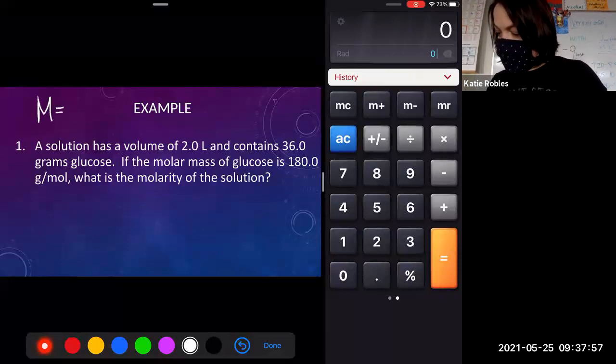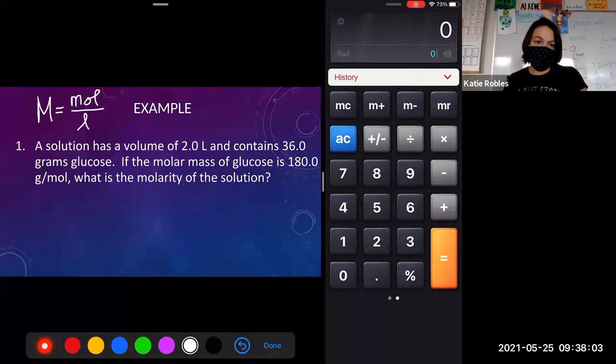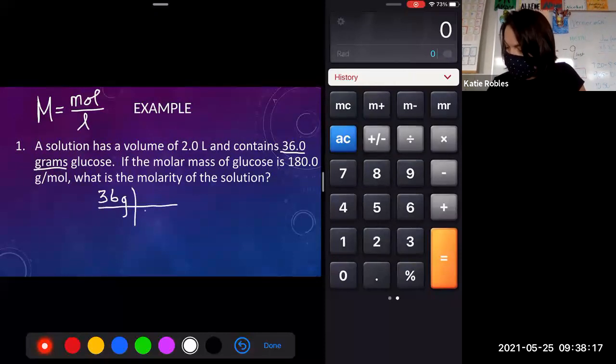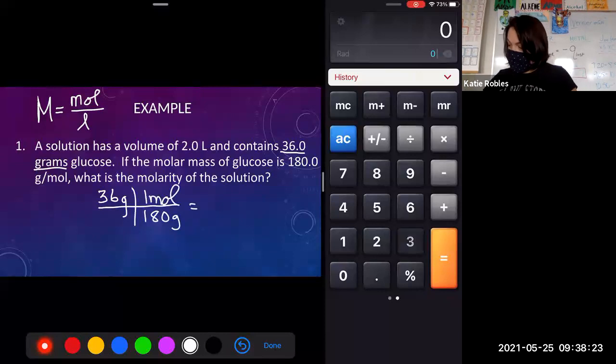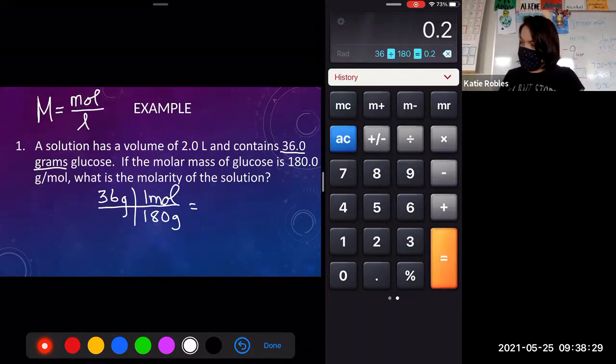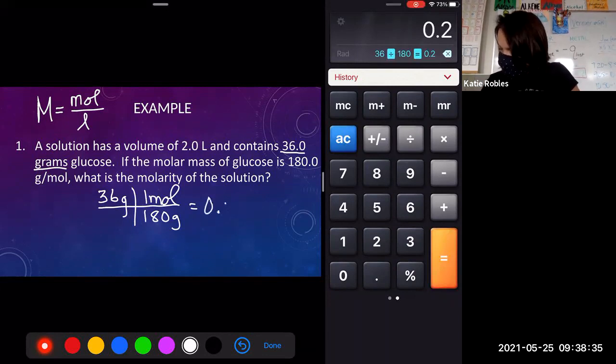You know that molarity equals moles of solute over liters of solution. I know here that I have grams, so step number 1 is that I have to convert grams into moles. So I have to say there's 36 grams for every 180 grams that is equal to 1 mole. I still write that out for you. You don't need to write that out every single time. If you're not needing it anymore, that's okay, but I will forever kind of do that. So we have 0.2 moles.